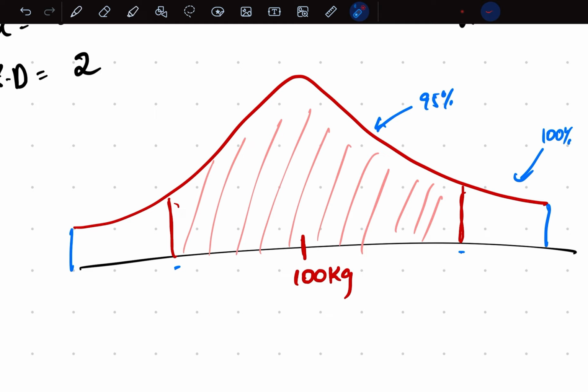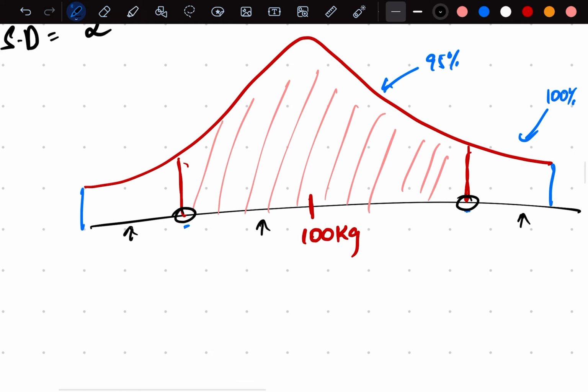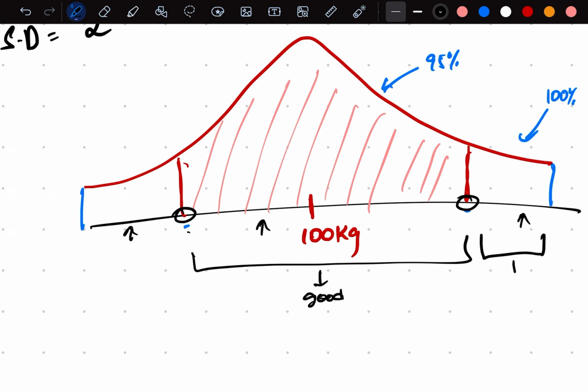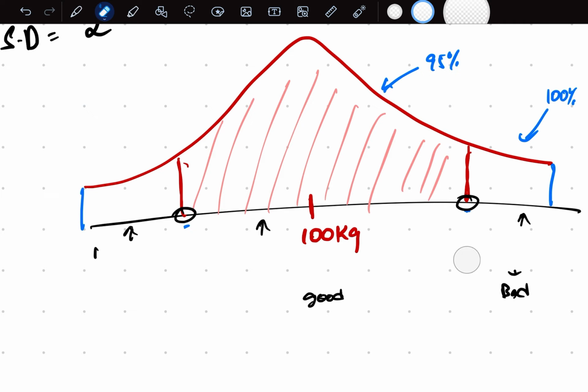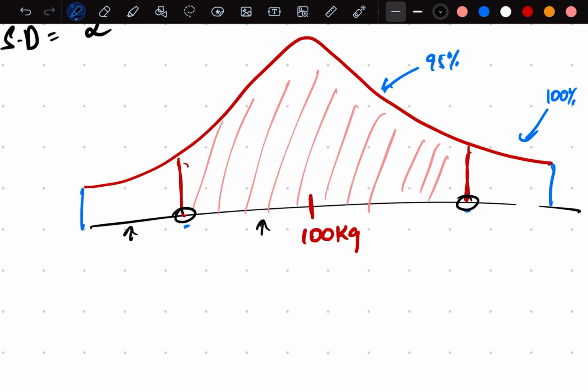Our goal is to find these two points and check whether our weight belongs to this area or this area or this area. If it is in this area, then we are good. If it belongs to this area, it means it is bad, meaning we will be rejecting that. Okay. So now, how to find these two values? That's where Z tests come into play.